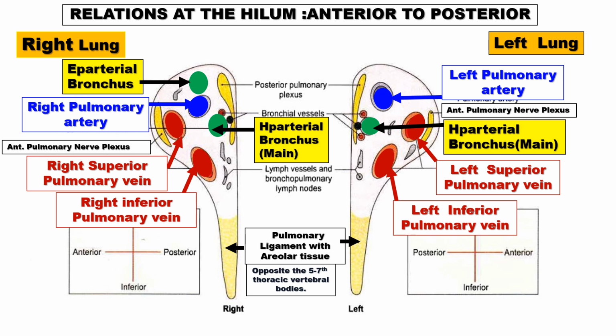Then we have the anterior pulmonary nerve plexus and posterior pulmonary nerve plexus. These pulmonary nerve plexuses are autonomic plexuses consisting of sympathetic fibers and parasympathetic fibers. Sympathetic fibers arise from T1 to T6 thoracic segments and parasympathetic fibers are the right and left vagus.